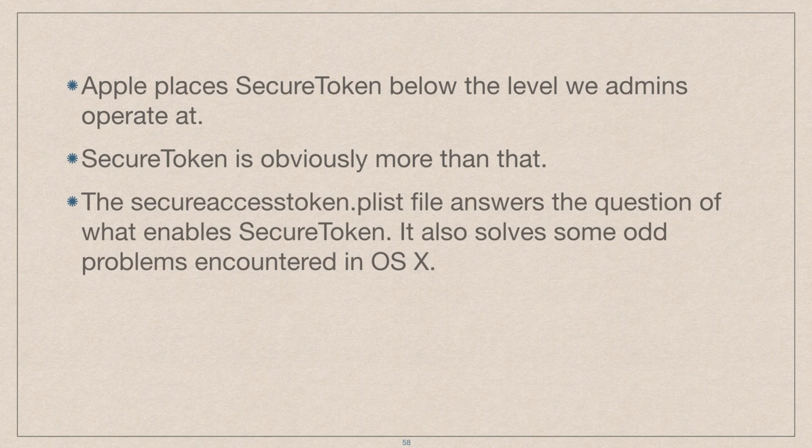The secure access token plist file answers the question of what enables a secure token. It also solves those odd issues where a user can't be added to FileVault for some reason, or you're not able to click that enable button, or whatever. It often is because your secure access token plist is corrupt. And this even happens, surprisingly enough, in 10.14, where the file is now protected by, I believe, SIP. But it can still become corrupt, especially on updates.